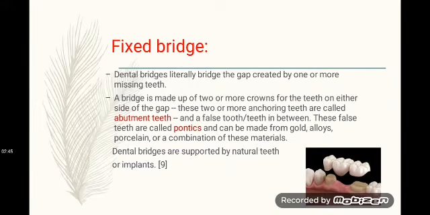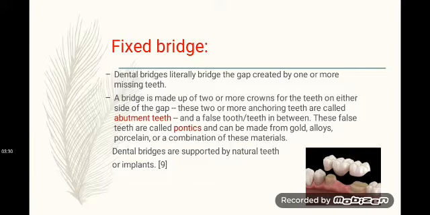Now we will talk about the fixed bridge. What is the fixed bridge? The dental bridge literally bridges the gap created by one or more missing teeth. So the fixed bridge will replace the missing tooth. It is made of two or more crowns for the teeth on either side of the gap. These two or more anchorage teeth are called abutment teeth, and the false tooth or teeth in between are called pontics, made of gold, alloy, or porcelain, or a combination of these materials.